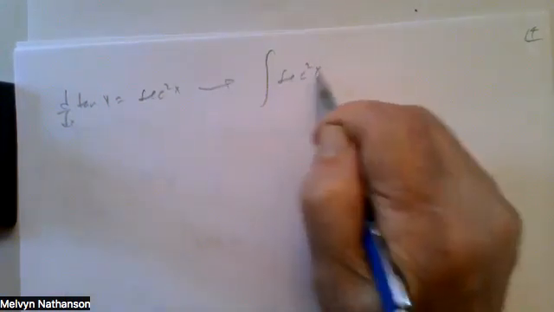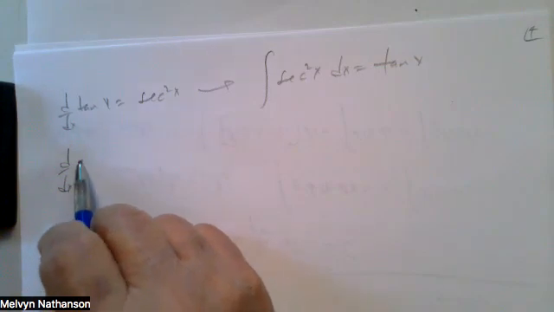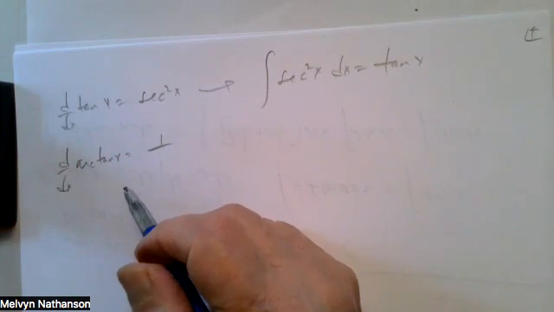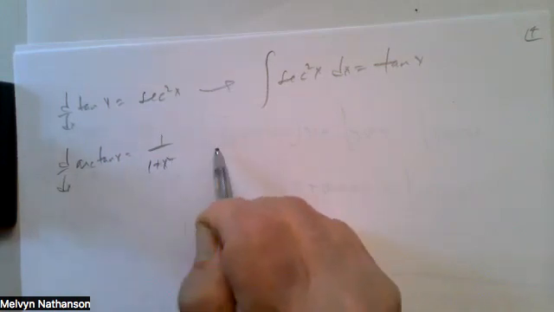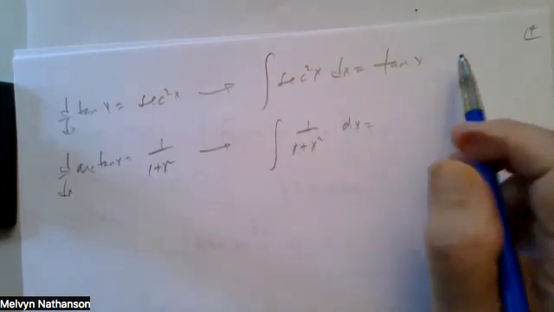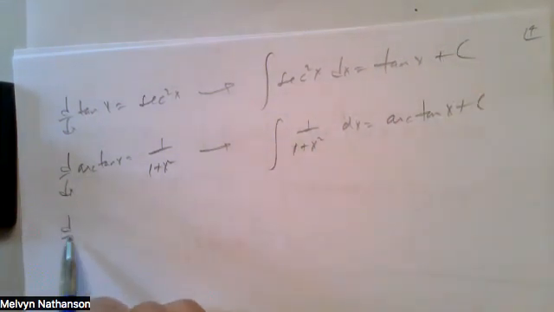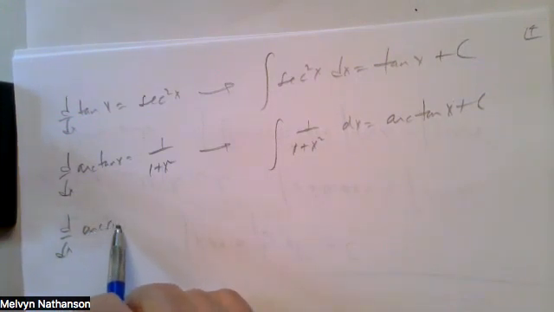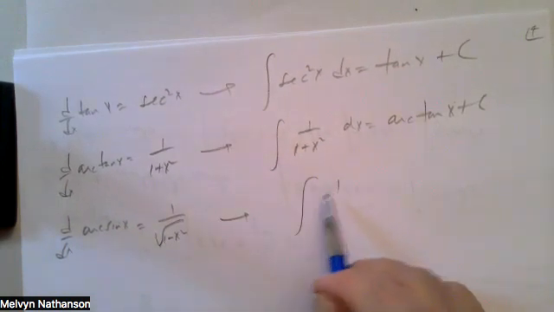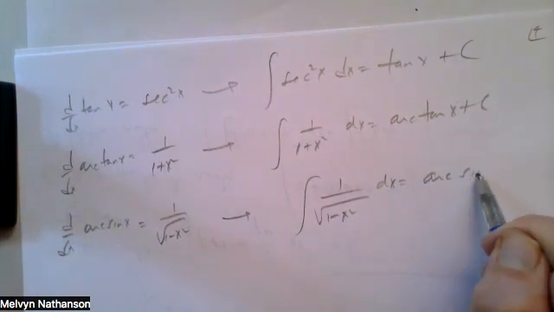So the integral of secant squared x is tangent x. The derivative of the arctangent of x is 1 over 1 plus x squared. So the integral of 1 over 1 plus x squared, you should always add plus a constant, is arctangent x plus a constant. The derivative of arcsine of x is 1 over the square root of 1 minus x squared. So the integral of 1 over the square root of 1 minus x squared is arcsine x.